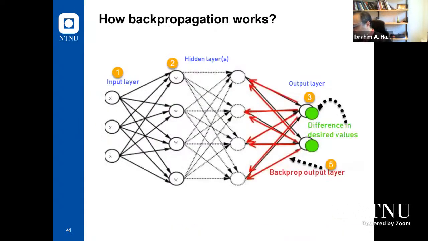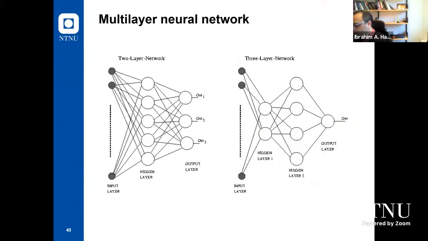I want to talk about backpropagation, or maybe MLP first. The basic unit of an MLP is a perceptron. Now that we know the perceptron, we know the building blocks of a feed-forward neural network. The main building block here is this unit.